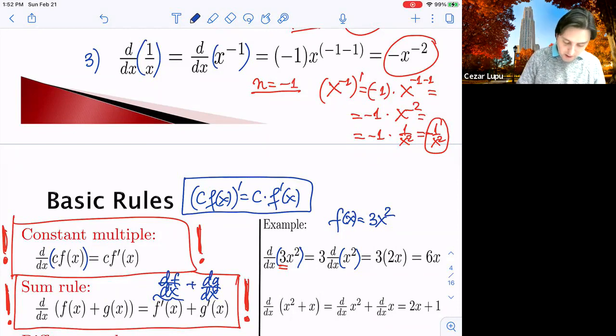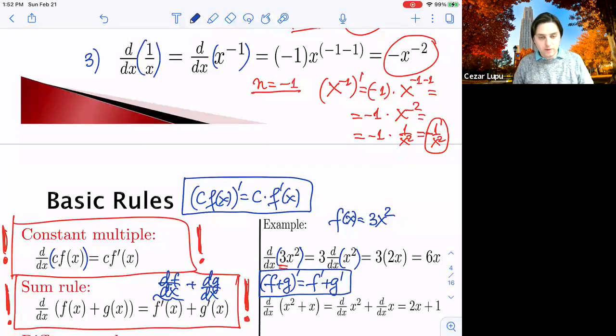So let me write this one here. f plus g, everything prime, is nothing else than just f prime plus g prime. So that's what you need to know. The derivative of the sum is the sum of the derivatives.